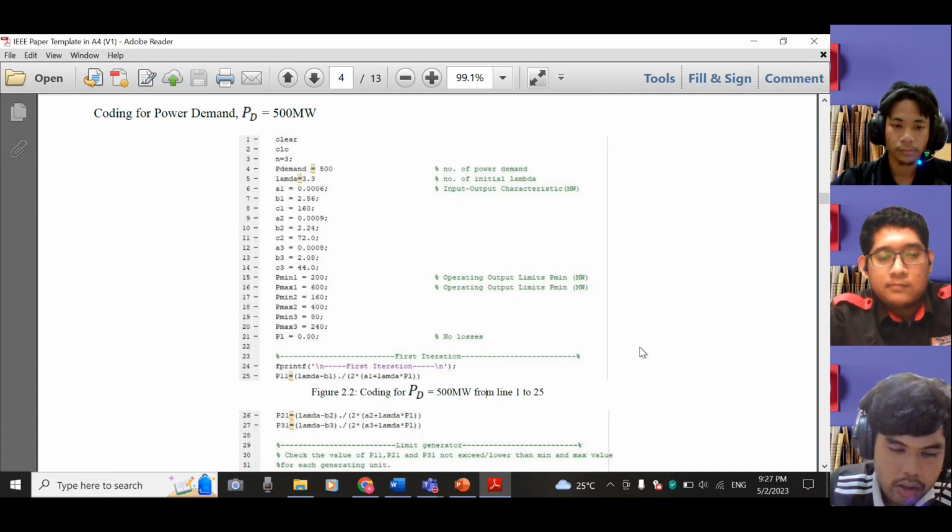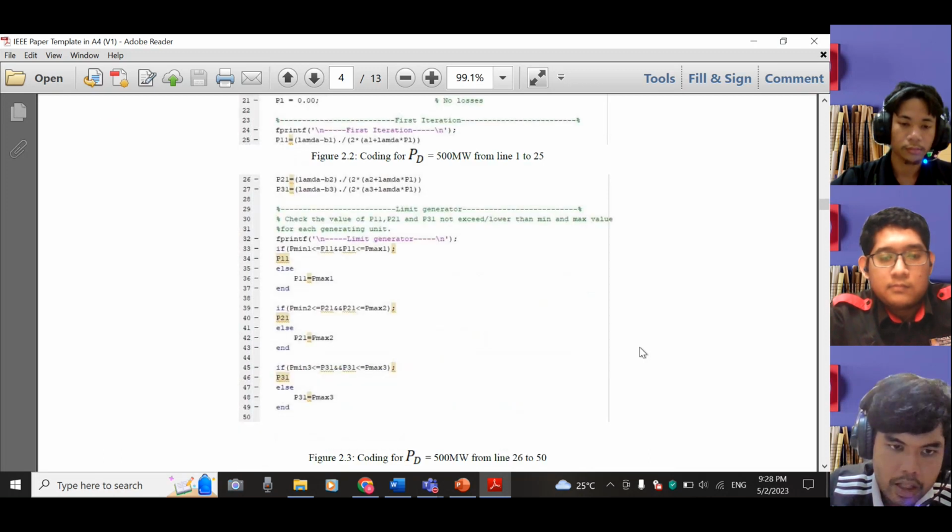So this is the P min and P max 1, 2, and 3 that we have got from our mini project question. The PL we have set to 0 because for this mini project we have no losses. So that's why we have set it to 0. At line 23 to 25, this is the first iteration.